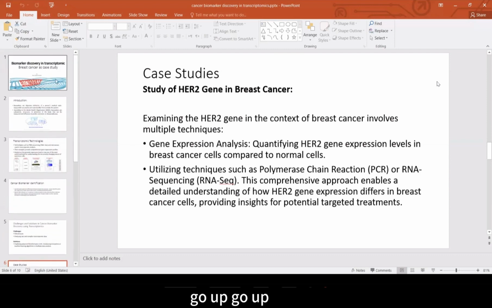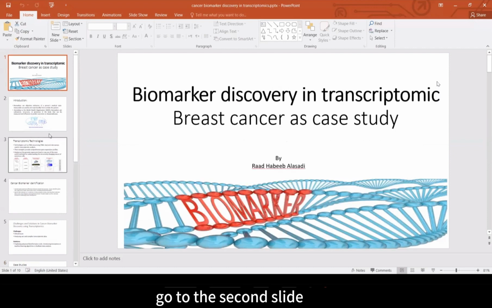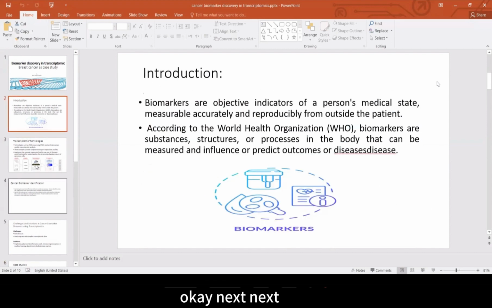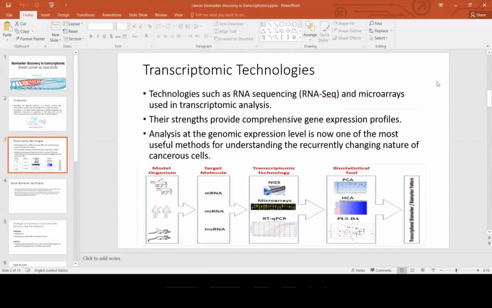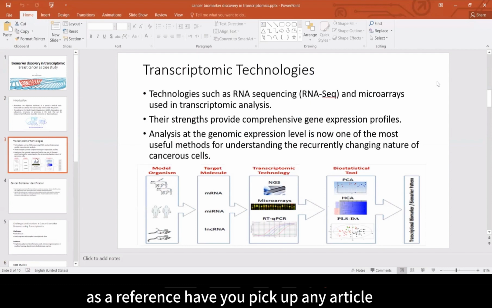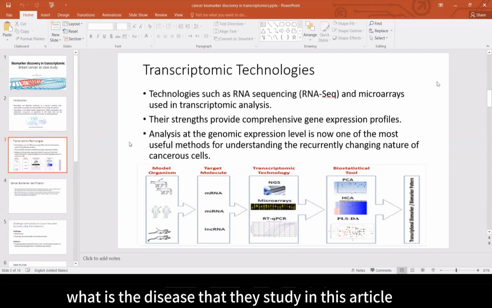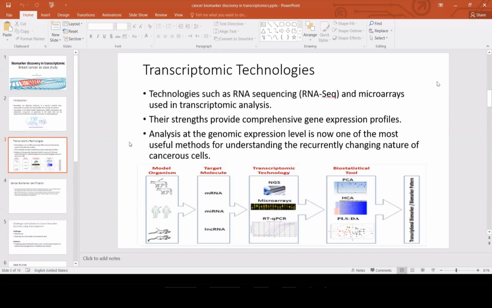Okay, go up. Go to the second slide. Okay, next. Which article do you use as a reference? Have you picked any article? What is the disease that they study in this article? The disease is breast cancer. Breast cancer disease, okay.